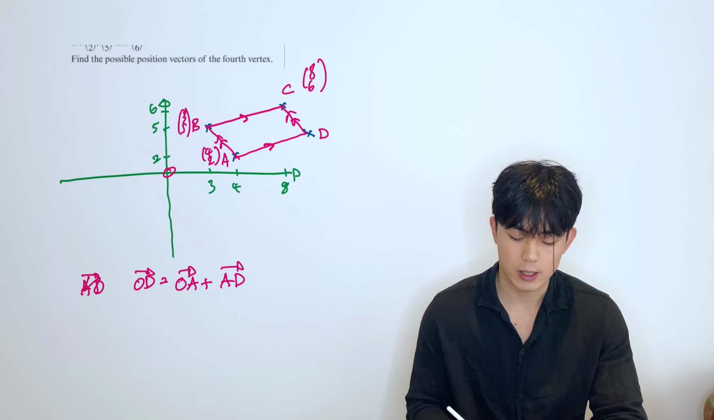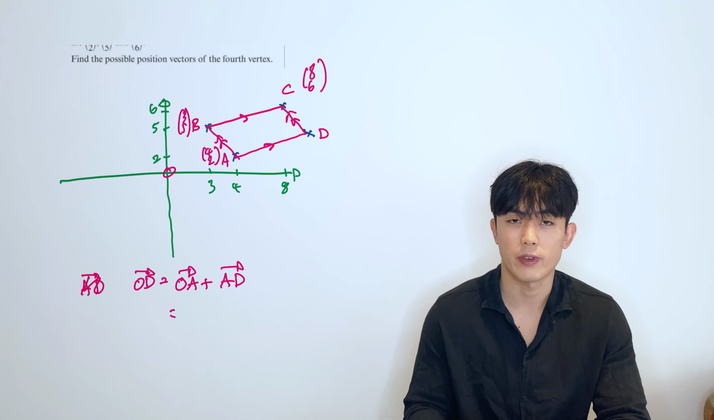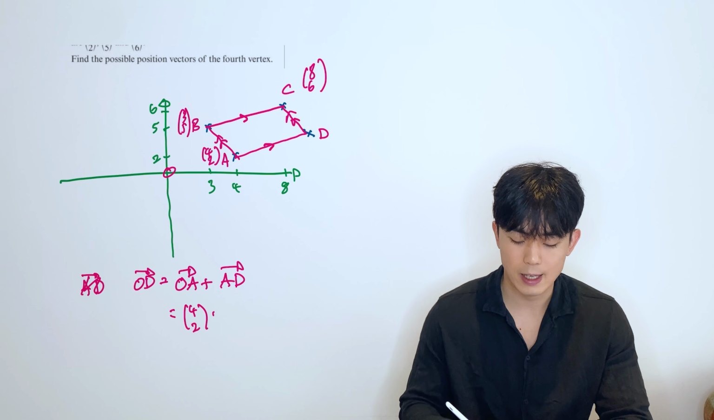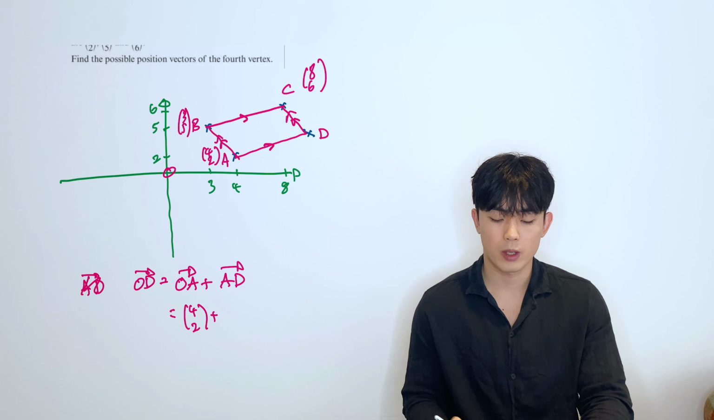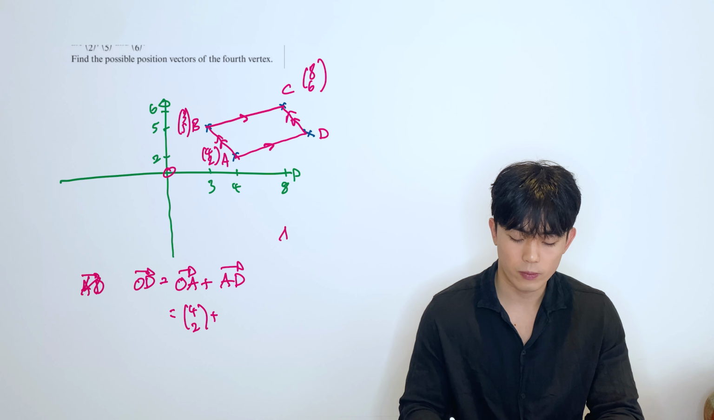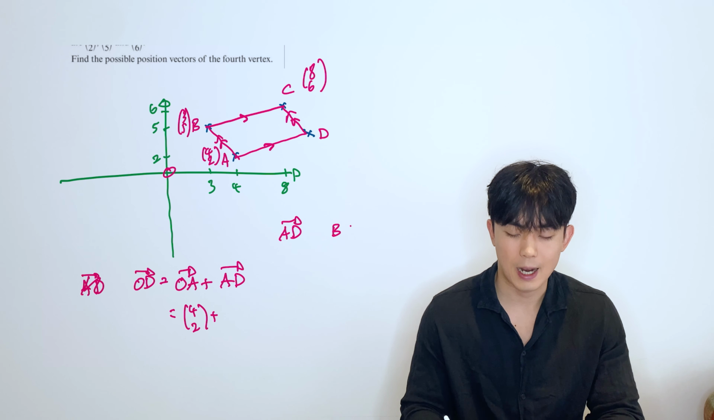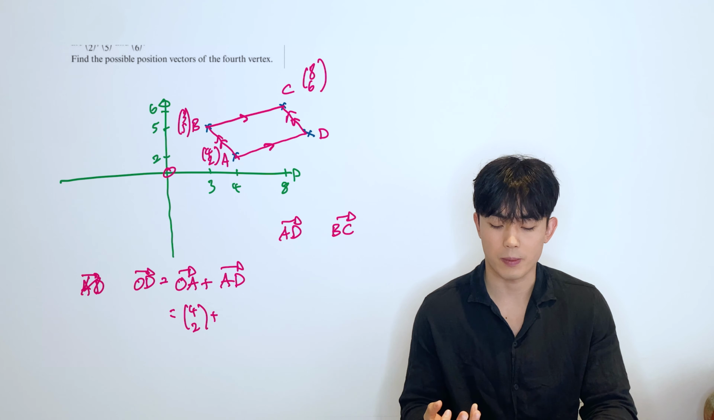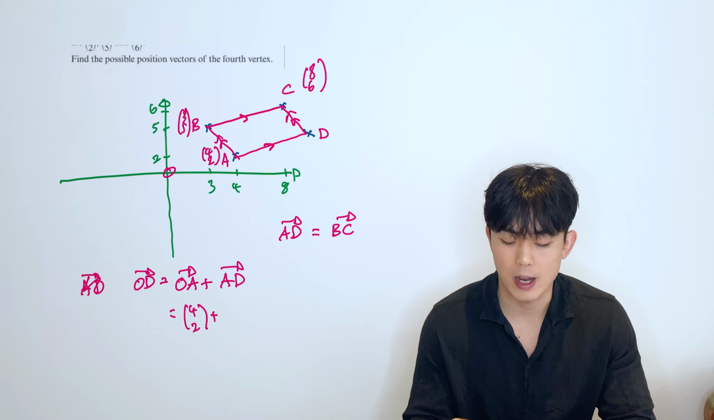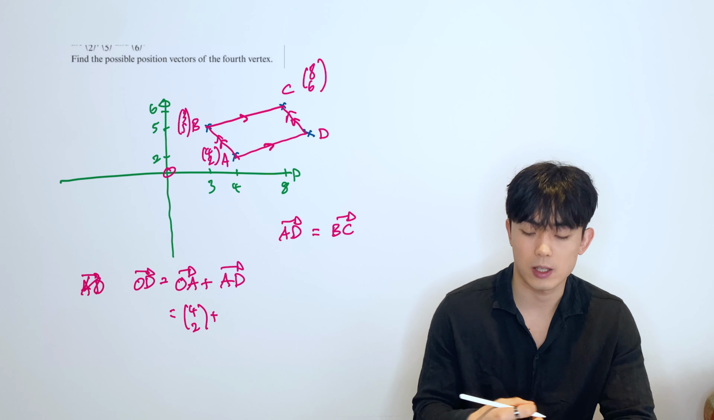And so O to A is just simple. O to A is just the position vector of A, which was 4, 2. It's just A to D that we have to find. But the thing we know is that A to D and B to C are parallel to each other because it's a parallelogram, which means they are actually the same vector. So all we need to find is the vector B to C, and that will be our A to D.